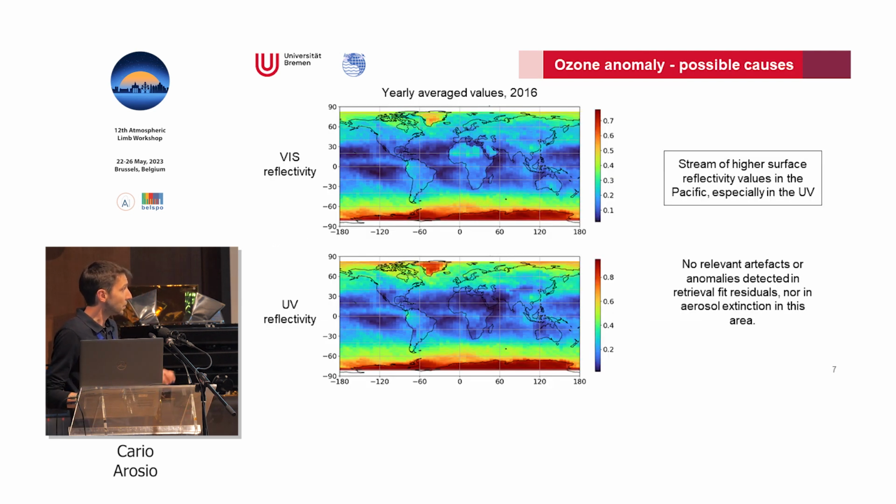artifact. Investigating a bit better the possible causes, we were looking at some retrieval artifact at the beginning, but we could not detect any anomalies in the fit residuals, nor in aerosol extinction, but we noticed this stream of higher reflectivity crossing the Pacific, both in the visible and in the UV.